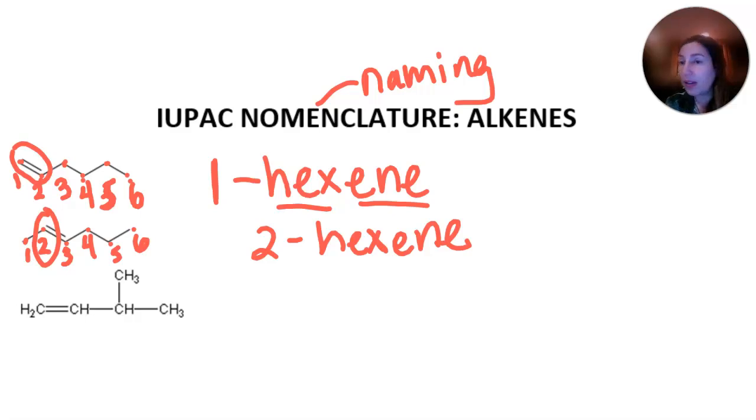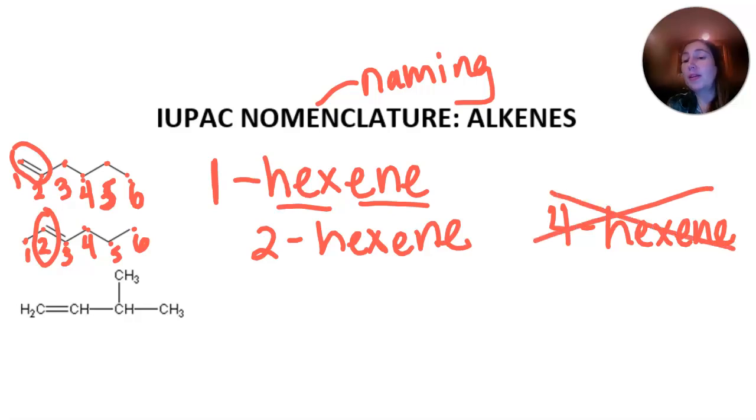And we always want to give that double bond the lower number. If we started from the opposite direction, if we started from the 6 carbon and numbered in the opposite direction, the double bond would be at 4. We wouldn't want to call this 4-hexene. So 4-hexene would be numbering from the wrong end first.